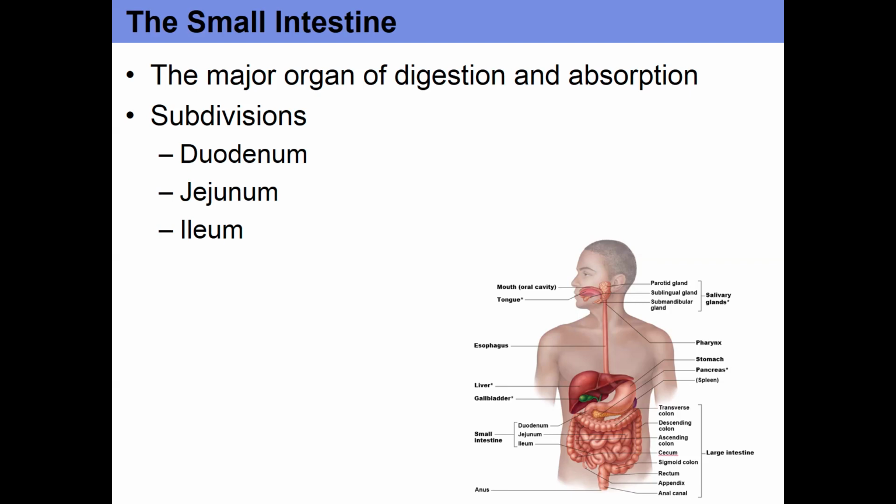And then the last one there is the ileum, which is approximately 12 feet long. So between the three of them, they take up about 20 feet in terms of total length. Because the small intestine is the major organ of absorption, we want to increase its surface area, right?